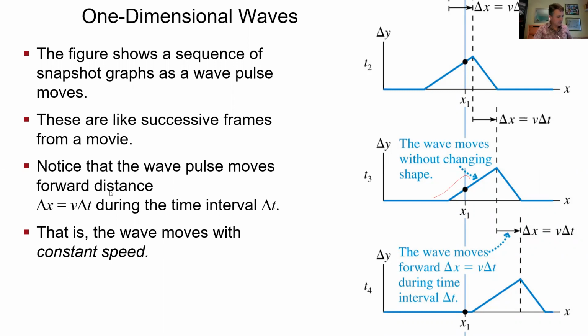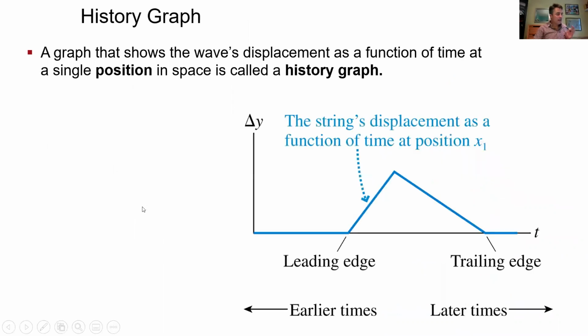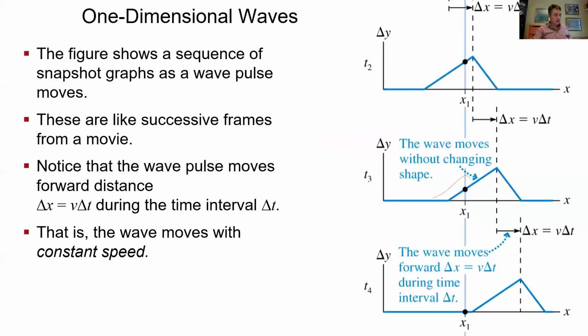Okay, so the next thing is a little tougher. It's called the history graph. The history graph shows the wave's displacement as a function of time at a single position. So, for example, let's say we just thought about only x1, the particle which sits at x1. Well, what happens to it?